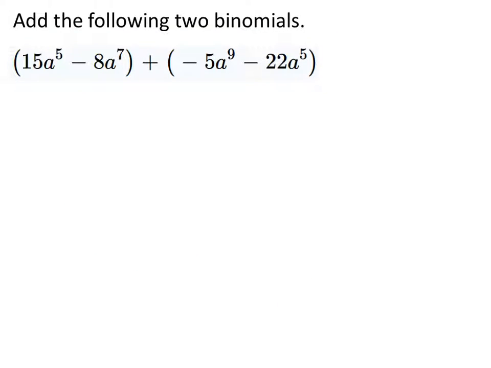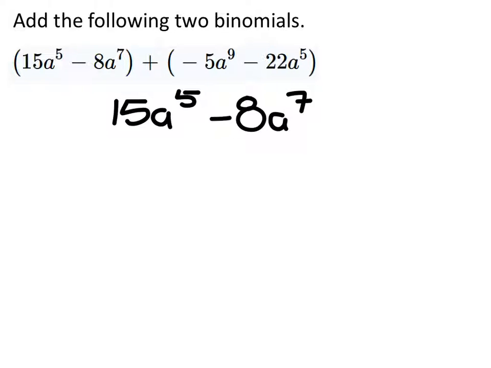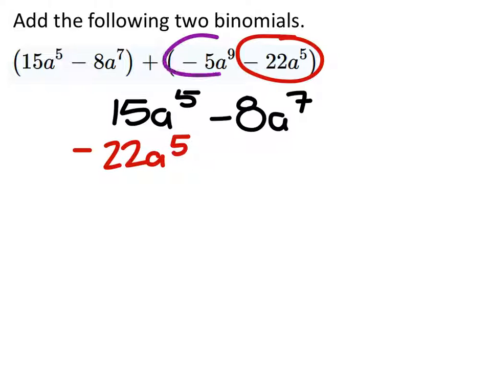On this one we have to be careful, especially if we stack them. The first polynomial, in this case a binomial, is never going to change unless there's something in front of it to multiply it by. Since it's not showing anything, we're just going to keep it the same. In the second binomial, I can see I've got a negative 22a to the 5th here. But this negative 5a to the 9th doesn't have any other like terms from the first binomial, so I'm going to set it off to the side, negative 5a to the 9th, right here.